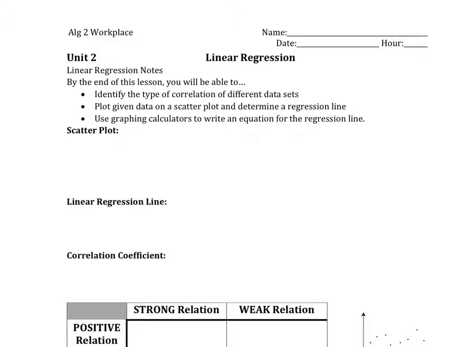So you can only do either scatter plots or lines. You can't do both at the same time. So if you want scatter plots, plot 1 has to be highlighted. If you don't want scatter plots, plot 1 should not be highlighted. So just make sure you keep that in mind if ever your window looks weird when you're graphing.